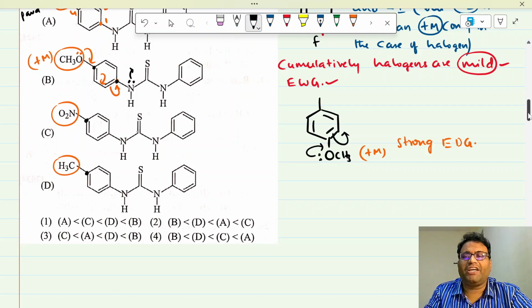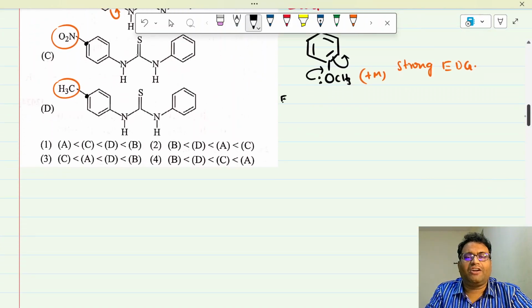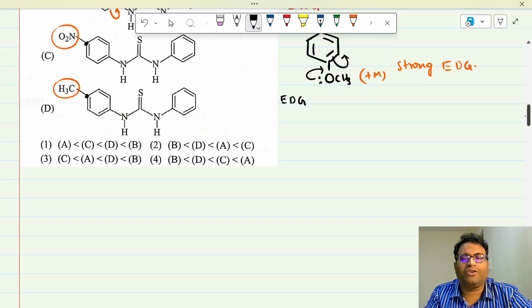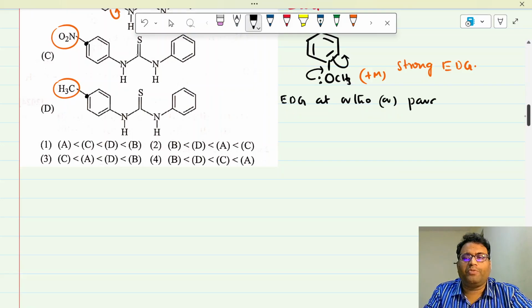So now here we can write electron donating group, EDG, at the ortho or para position for these molecules. An electron donating group at the ortho or para position increases the basic strength.